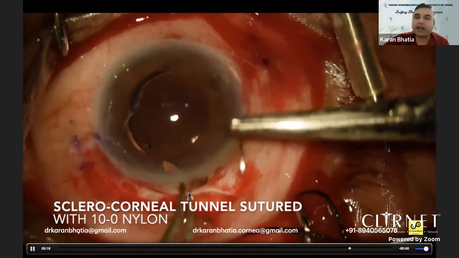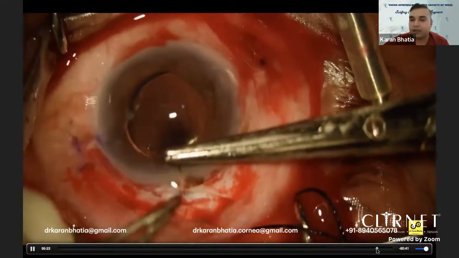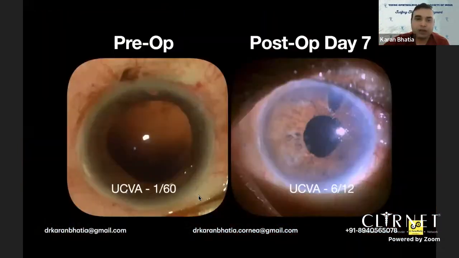And you can see that the IOL is very well stable, and then the sclerocorneal tunnel was sutured, pilocarpine was injected, and the conjunctiva was also sutured. So this is how the uncorrected visual acuity became on post-operative day 7. He was just reading about 6/12.